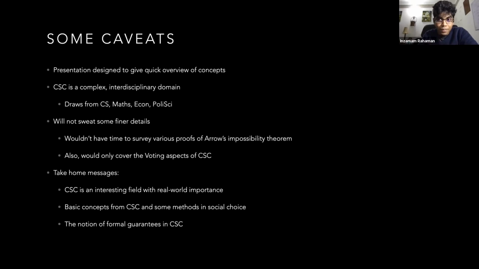This will become a bit clearer later, but CSC has several sub areas, and we're only going to concentrate on the voting theory aspect of CSC for today, right? So the take-home messages I hope you will take from this are that CSC is an interesting field, some basic concepts in CSC, some methods in social choice, and this notion of formal guarantees that tends to pervade work in computational social choice, right?